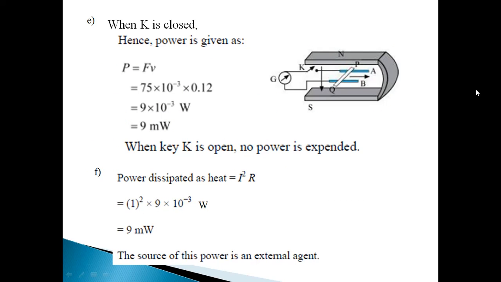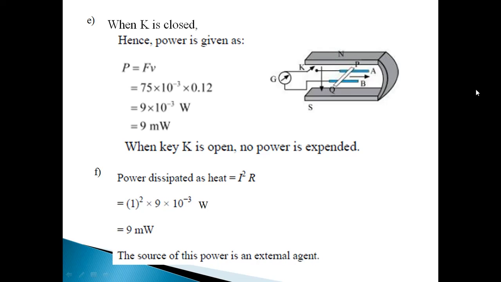The next question E. How much power is required by an external agent to keep the rod moving at the same speed when K is closed? How much power is required when K is open? So when K is closed, the power required is force into velocity. And you get your answer to be 9 milliwatts. And when K is open, no power is expended. Alright? Because there is no force.